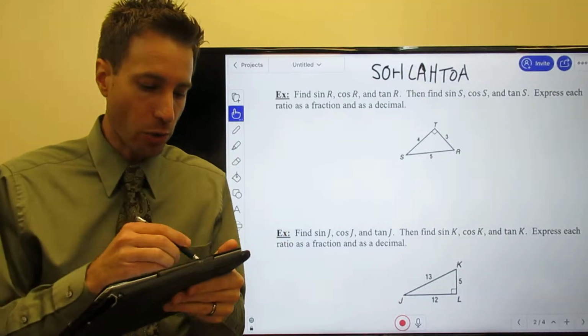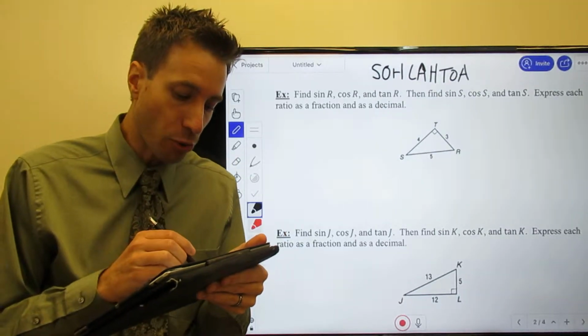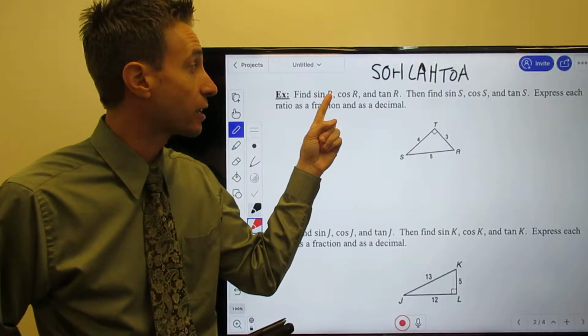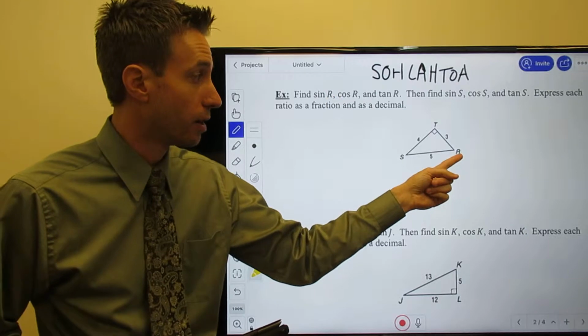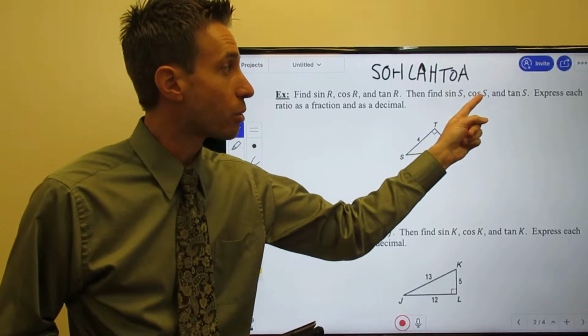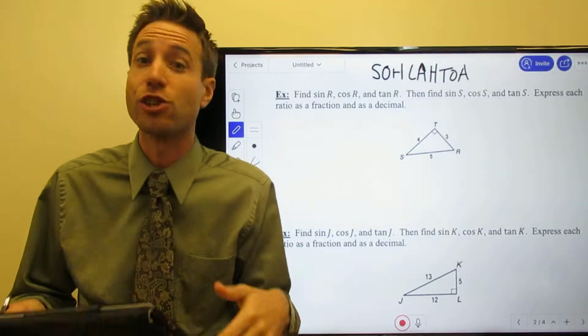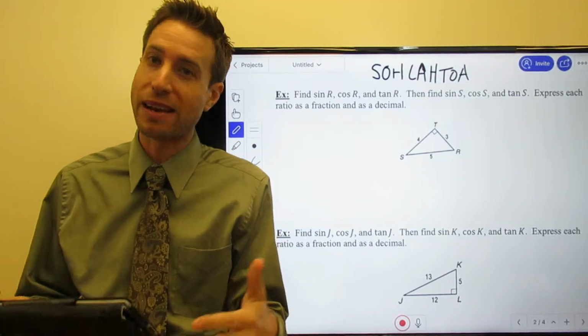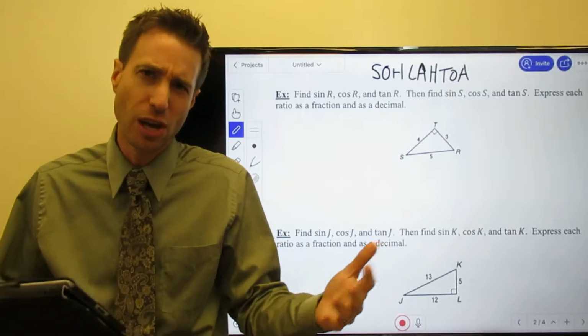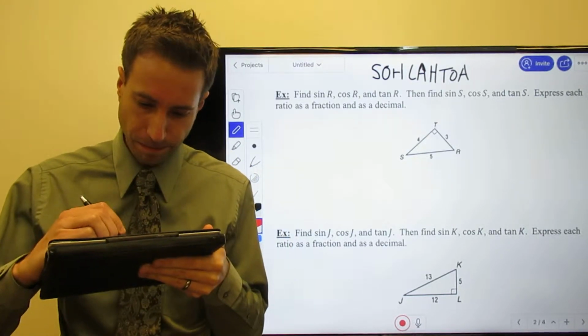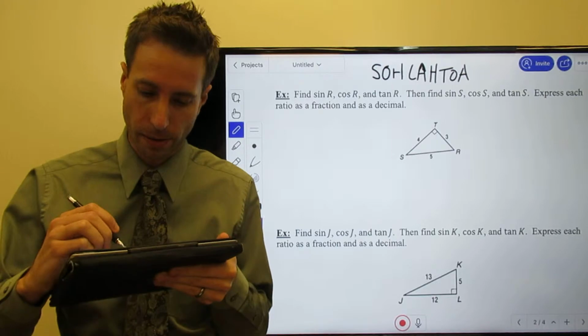And then of course what we're going to do is look at both acute angles in the triangles. Please notice I want you to do sine, cosine, and tangent for R. There's R. Then I want you to do sine, cosine, and tangent for S. There's S. We can write the trig ratios for both acute angles. Every right triangle has two acute angles. We're going to do them both. So first, let's start with S. I'm sorry, R.